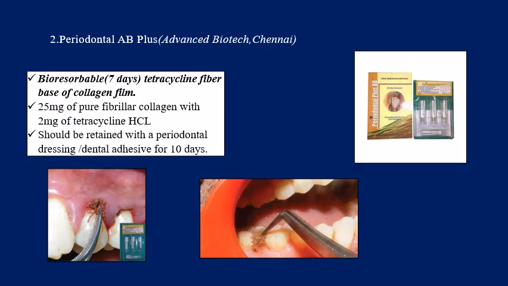The next is Periodontal Plus AB. These are bioresorbable, which will take around 7 days, and tetracycline fibers with a base of collagen film. There's 25 milligram of pure fibrillar collagen with 2 milligrams of tetracycline hydrochloride. It should be retained with a periodontal dressing or dental adhesive for 10 days.